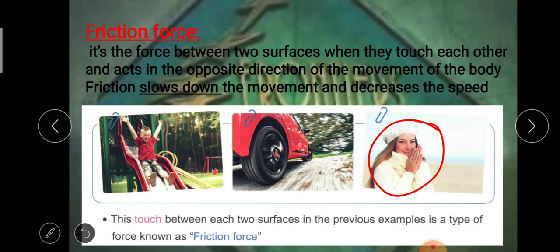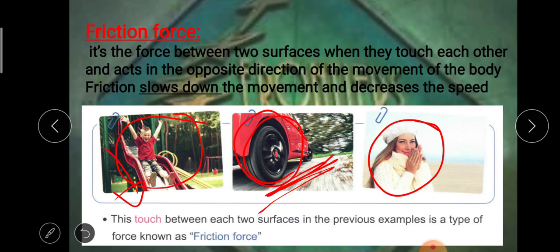Also, if I have a moving car, there will be friction between the tire and the road. If a kid is sliding on a slide, there will be friction between his body and the slide. So what is meant by friction? Friction means two bodies that touch each other and move in opposite directions. Like if you rub a match against the matchbox, they touch each other, and we call this friction.